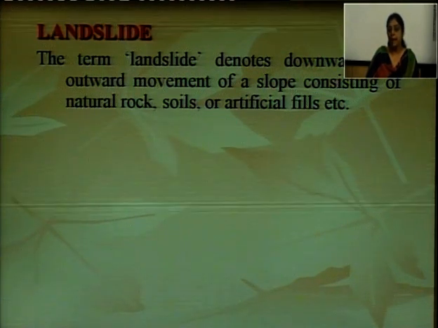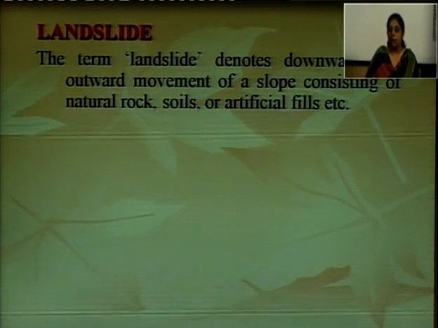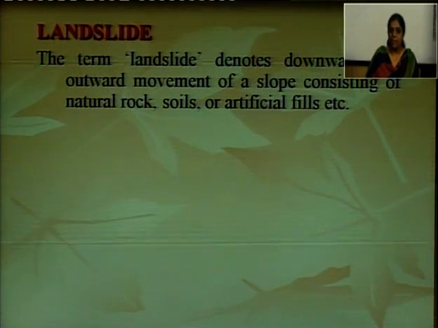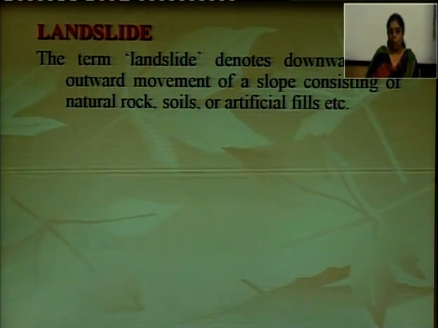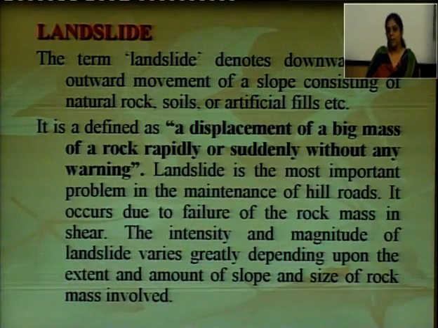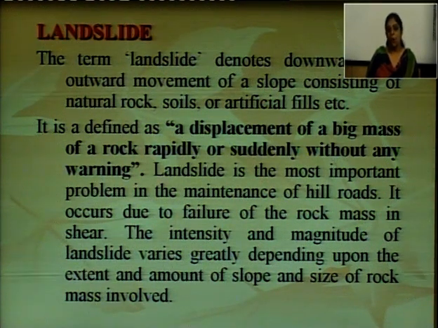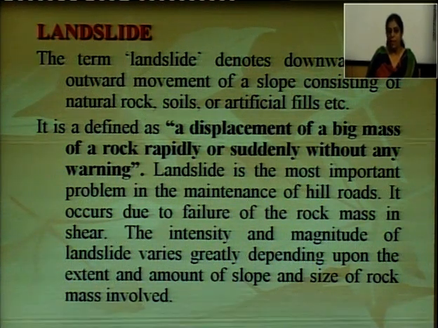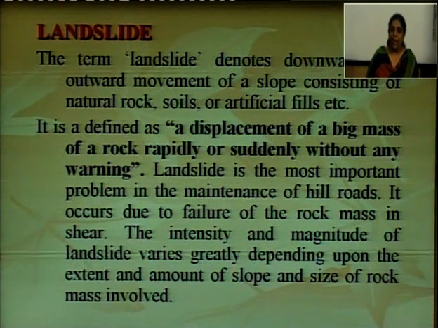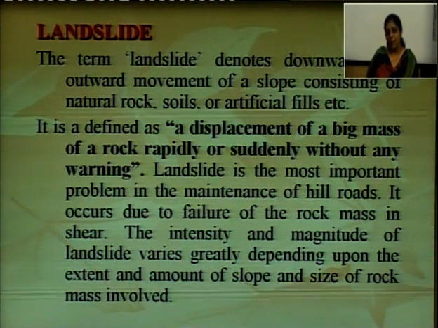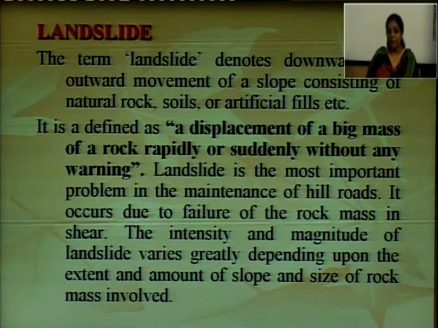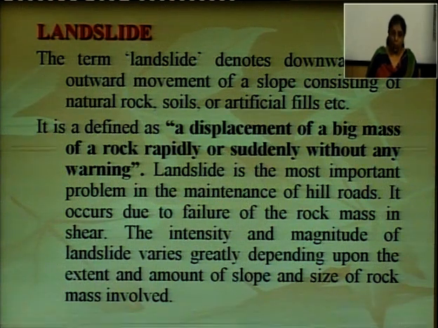The term landslide denotes downward and outward movement of a slope consisting of natural rock, soils or artificial fills, etc. So, what is a landslide? It is defined as a displacement of a big mass of rock rapidly or suddenly without any warning. It is a displacement of a big mass. If you watch Discovery Channel regularly, you might have seen a very good show of this landslide.